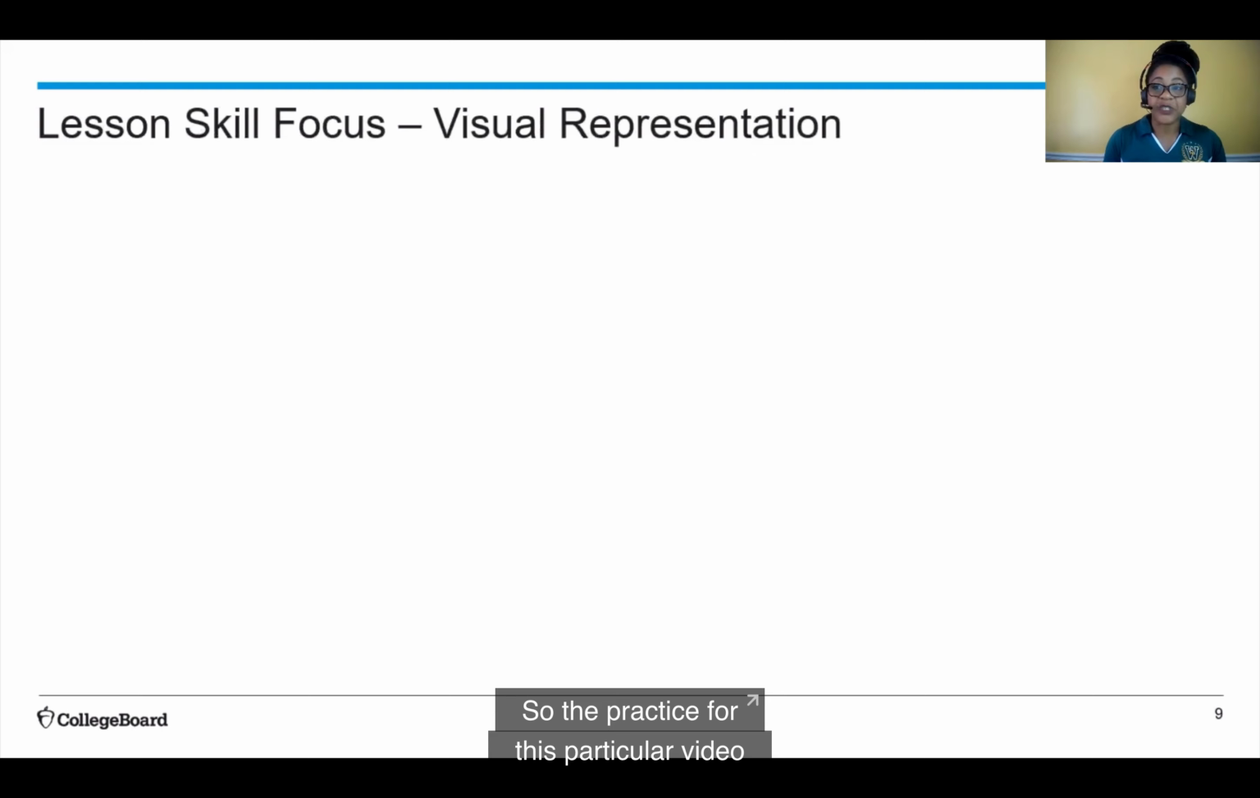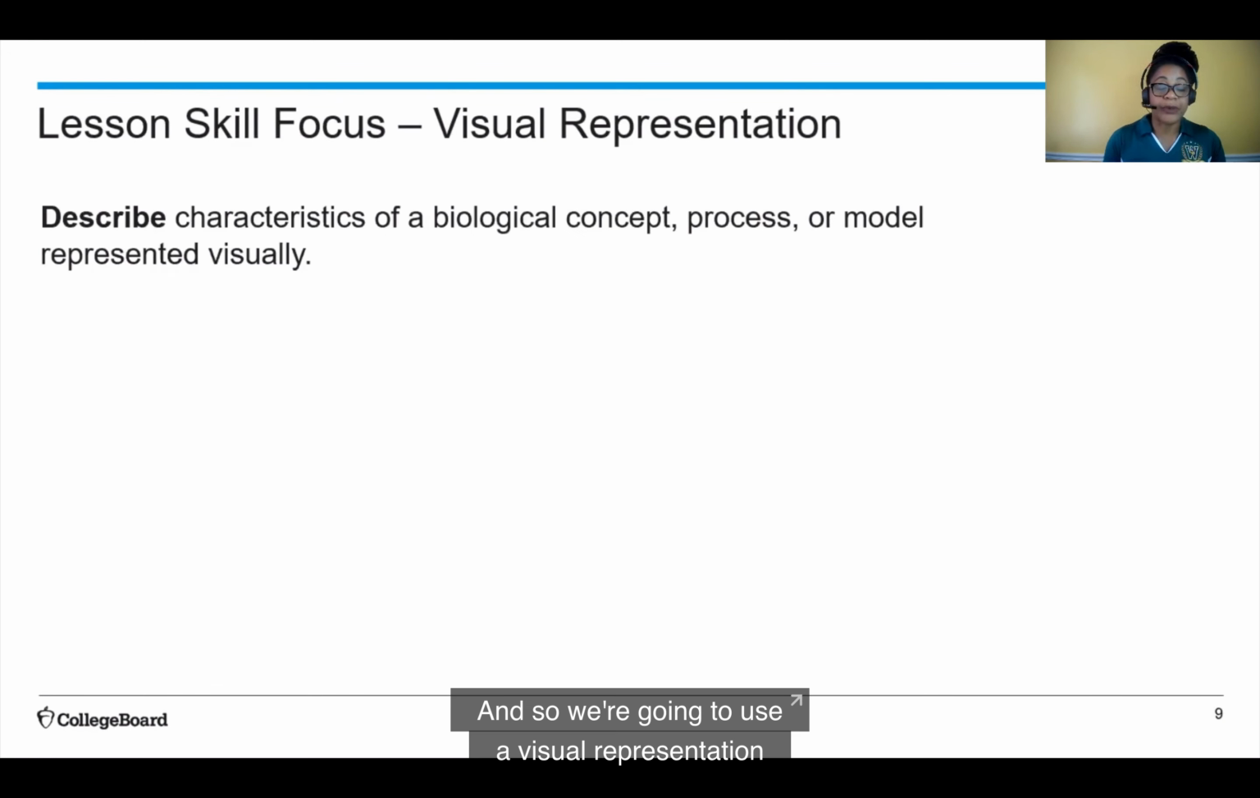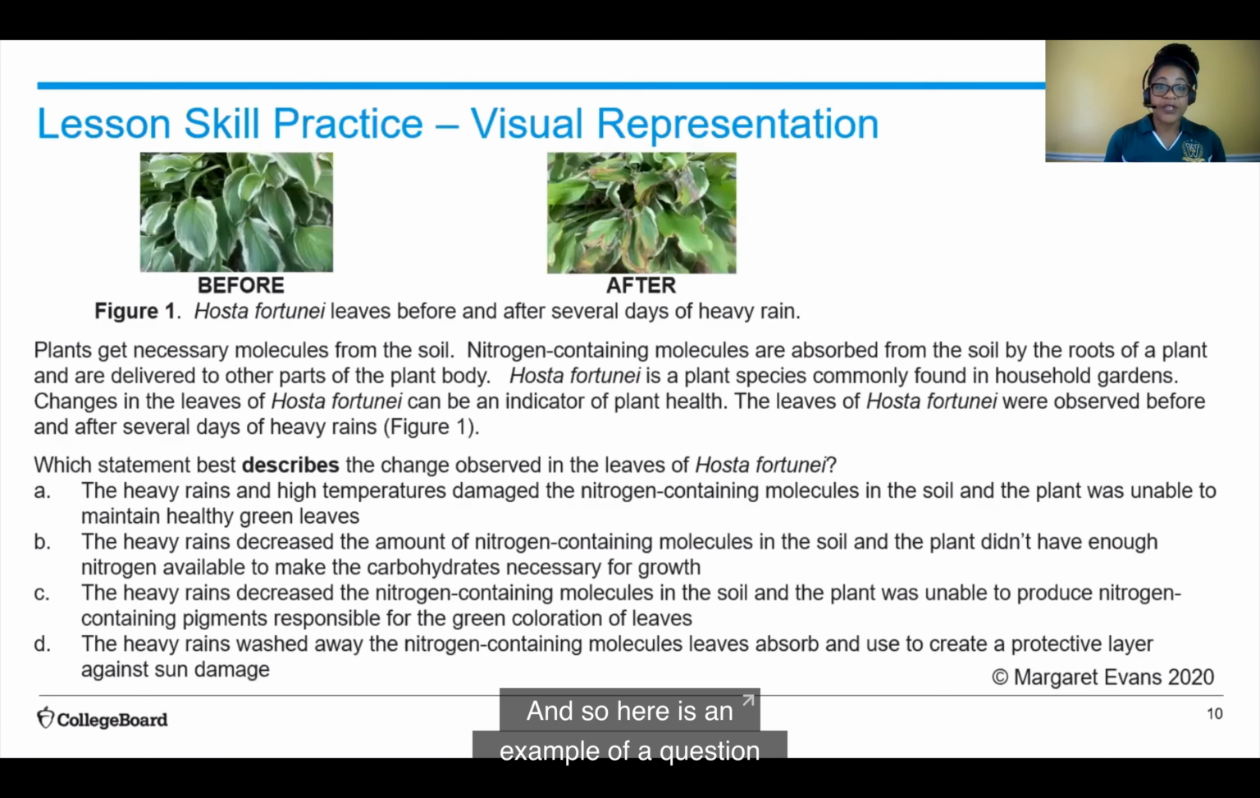The practice for this particular video is a describe. We're going to use a visual representation to describe the characteristics of a biological concept or process. Here is an example of a question that you might encounter that focuses on a describe. Take a moment to read through the question, and when you think that you have your answer, go ahead and select it and come back and we will discuss.